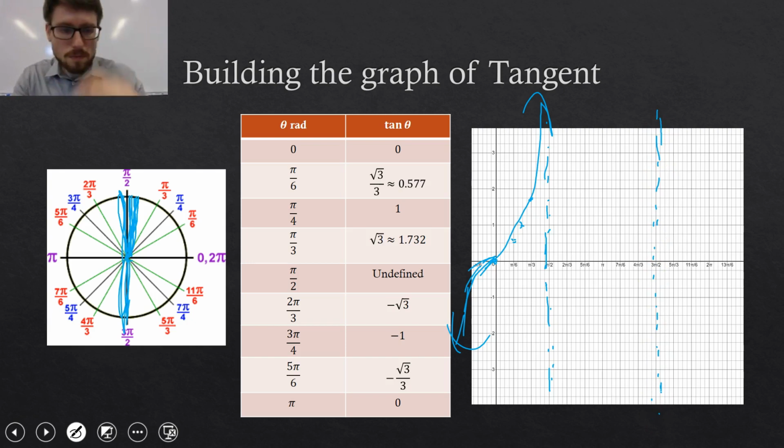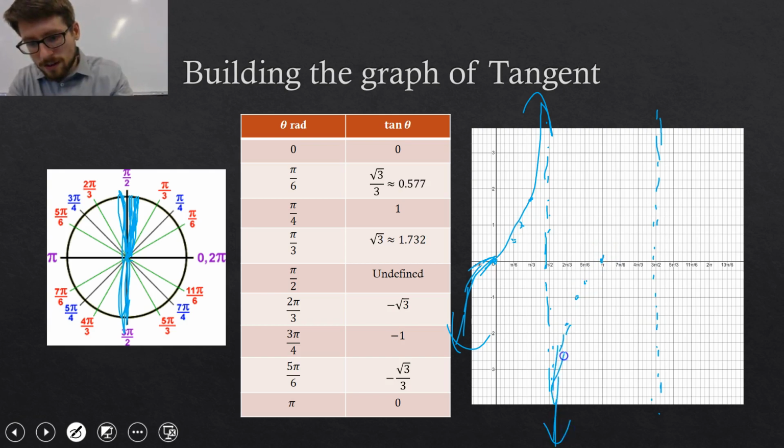Okay, so moving into the second quadrant, at 2/3 of pi, we're negative square root 3. So that's down here, negative 1.7-ish. And at 3/4 of pi, we're at negative 1. It's about there. 5 pi over 6, we're about negative 0.577. And then we're at 0 here. So we're coming in from negative infinity towards 0.